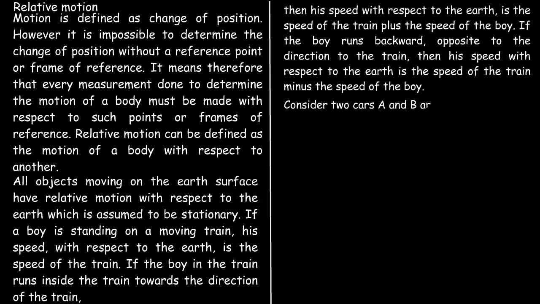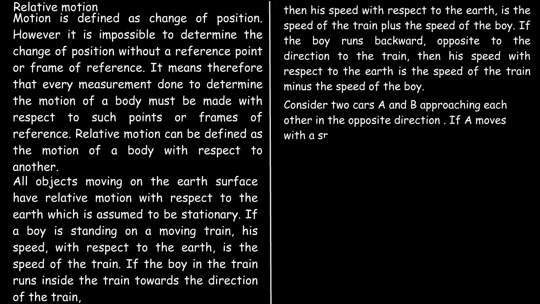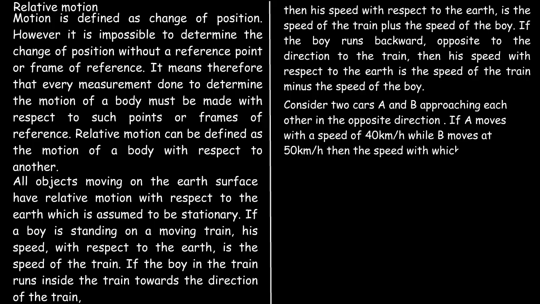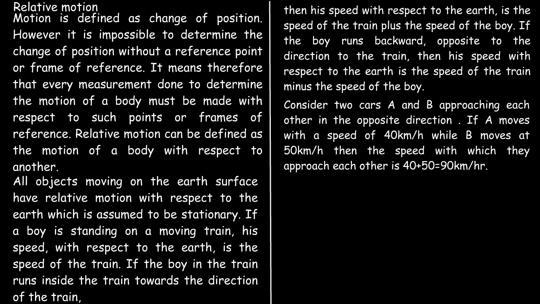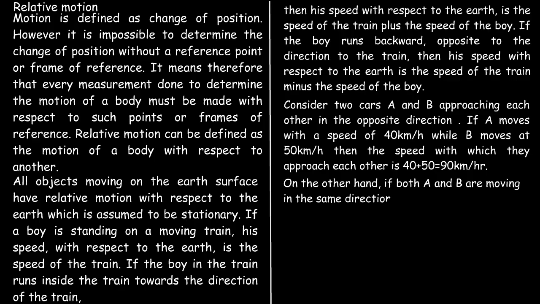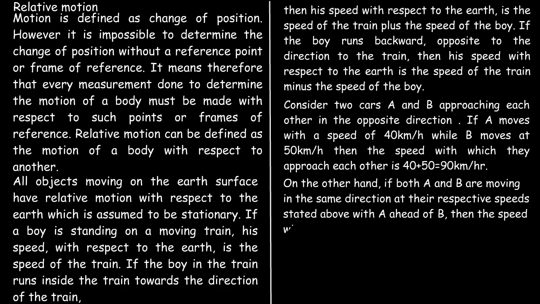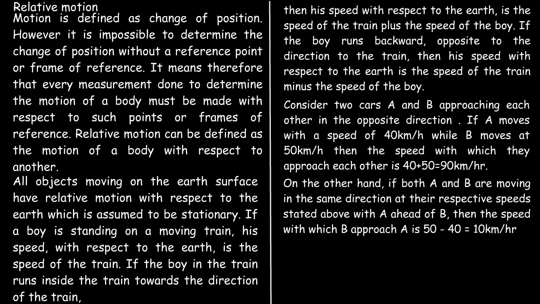Consider two cars A and B approaching each other in the opposite direction. If A moves with a speed of 40 km per hour while B moves at 50 km per hour, then the speed with which they approach each other is 40 plus 50, which is equal to 90 km per hour. On the other hand, if both A and B are moving in the same direction at their respective speeds stated above, and with A ahead of B, then the speed with which B approaches A is 50 minus 40, which is equal to 10 km per hour.